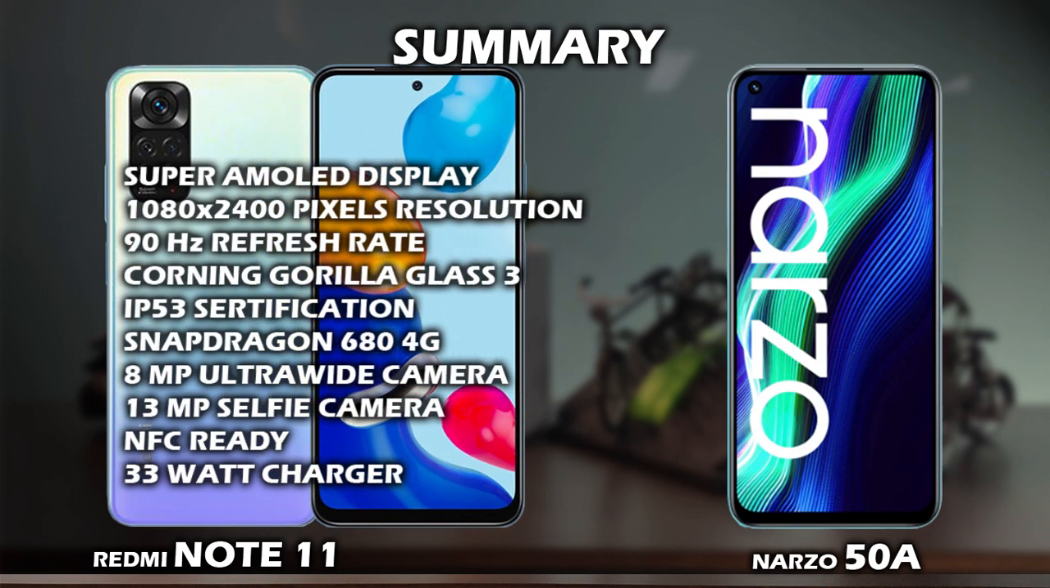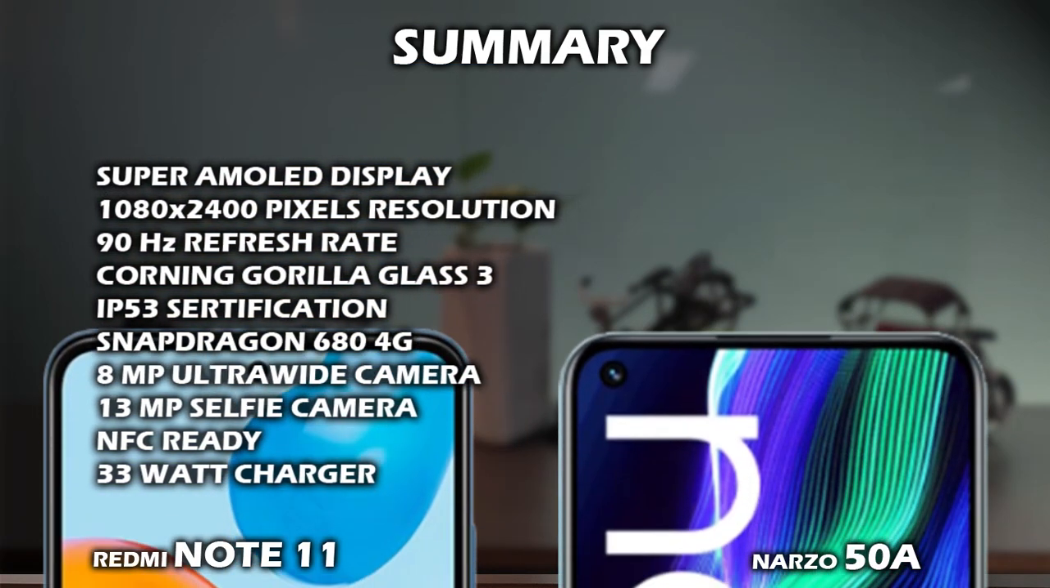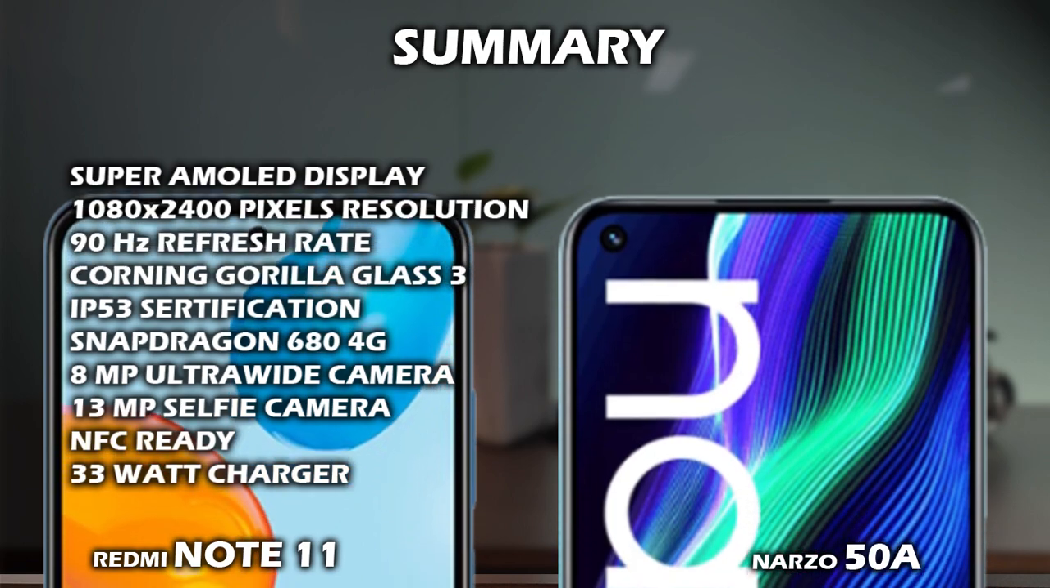So the summary is, the Xiaomi Redmi Note 11 has the advantage on the display that already uses a Super AMOLED screen, larger screen resolution, higher refresh rate. The screen has a Corning Gorilla Glass 3 screen protector. It has IP53 certification, so it is splash and dust resistant, uses a faster chipset and saves more battery, has an 8 megapixel ultra-wide camera, has a larger selfie camera resolution, has NFC features, and has a charger with larger charging capacity.